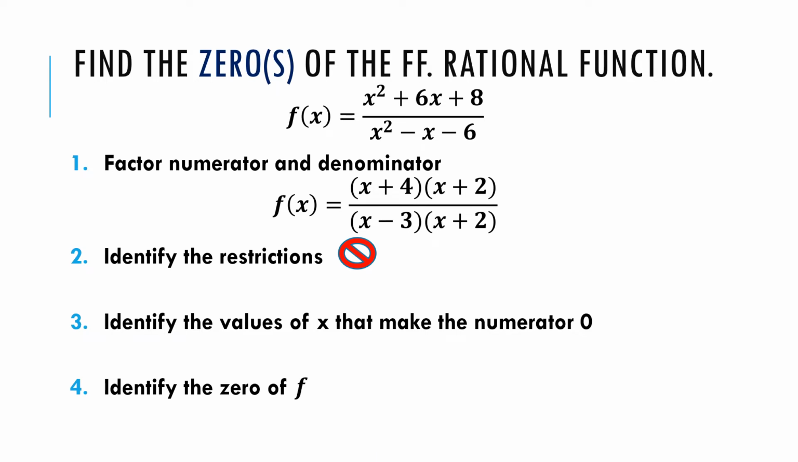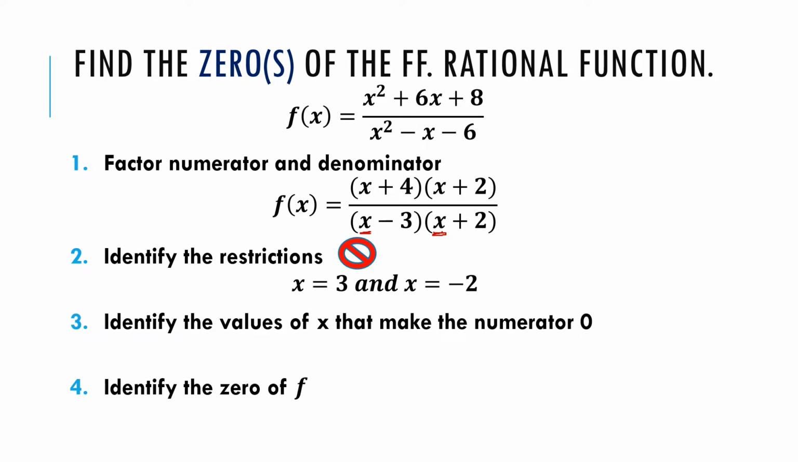Yan. Number 2, ano yung mga restrictions? Ito yung mga values ng x that will make the denominator equal to 0. So, yan yung mga restrictions. Ano yung mga restrictions natin dito? Tignan natin yung sa denominator. Okay, yan. Ano yung mga values ng x dyan? That will make it 0. So we have positive 3 and negative 2.